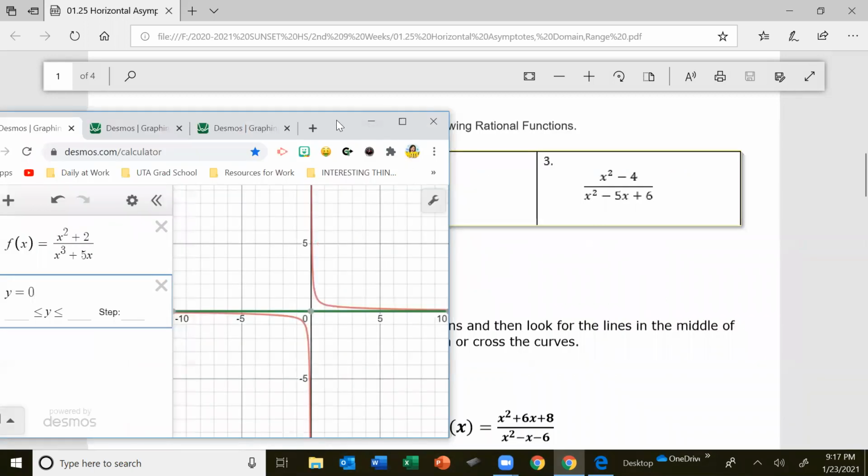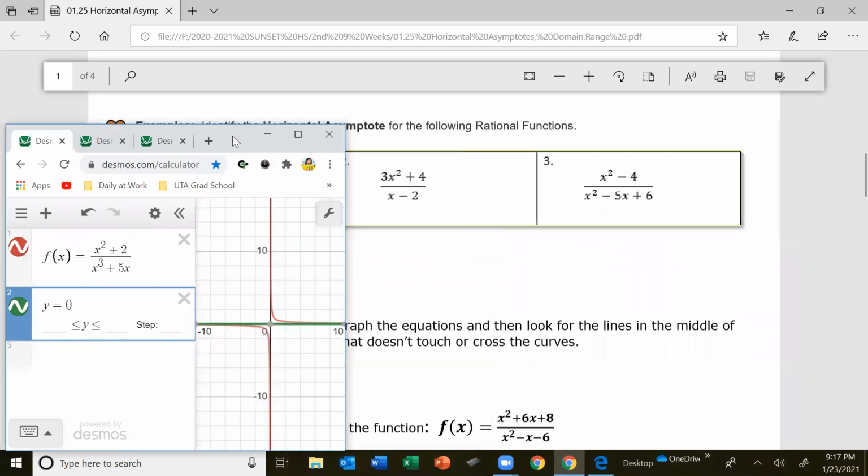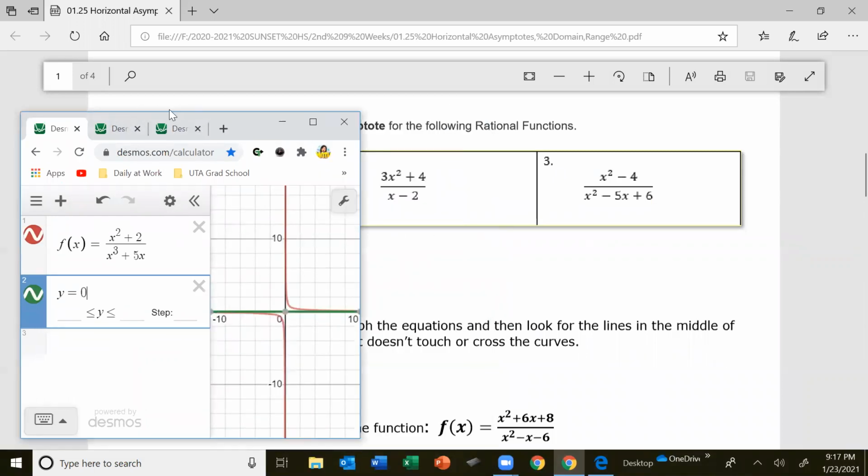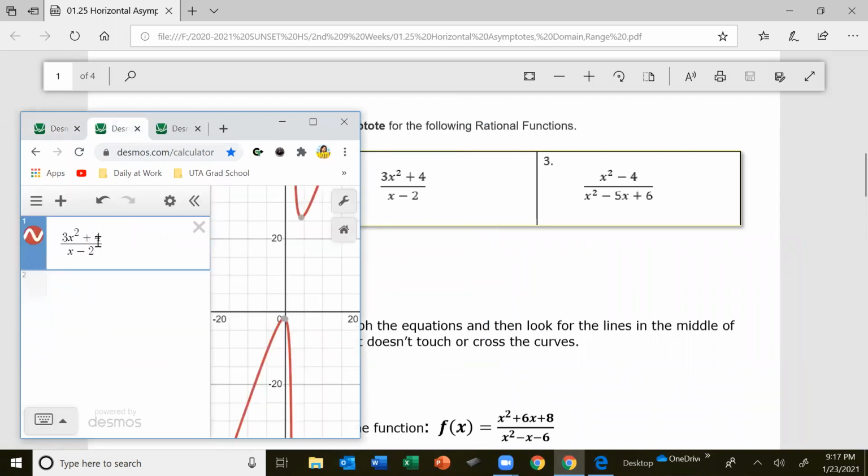Number two, the second example is 3x squared plus 4 over x minus 2. So right here we have 3x squared plus 4 over x minus 2. As you can see, the two curves are so far away from each other like this, okay? So we don't have a particular horizontal asymptote in the middle right here. We actually have a slant asymptote, but you're going to learn about that in pre-calculus, okay? So for this one we say none. We've only been asked to find the horizontal, and we have none.